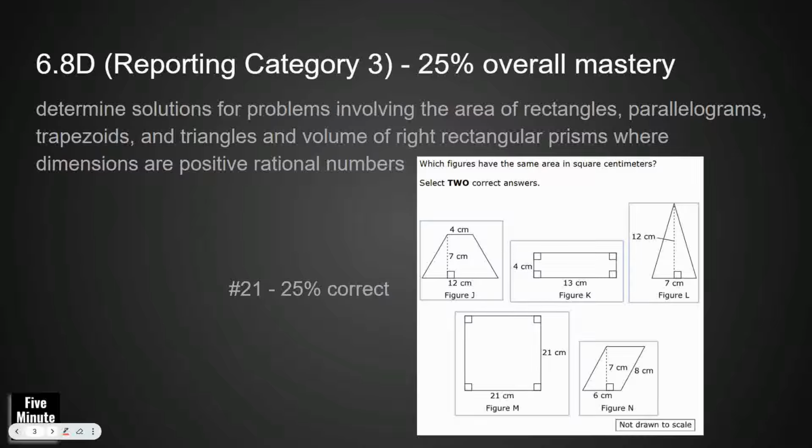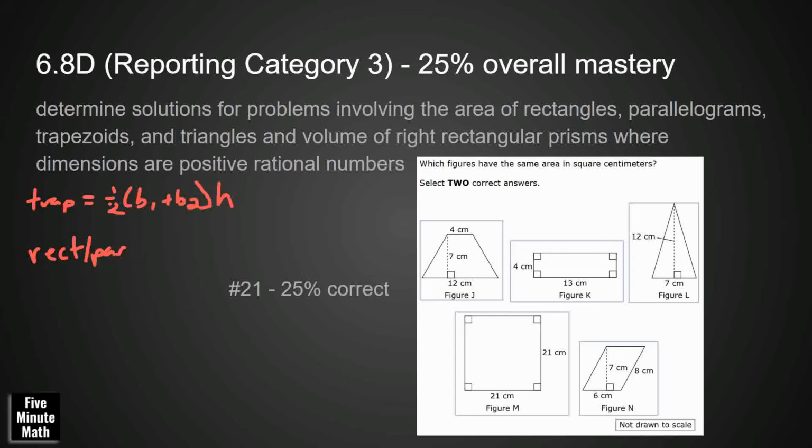So we had to apply area of a trapezoid. So that's 1/2 base 1 plus base 2 times height, or sometimes what they'll do is they'll just put all of that over 2. And then we had to find the area of a rectangle or a parallelogram, and that's just going to be base times height. And then triangle, 1/2 base times height. We had to apply all of these, which is a lot of calculation.